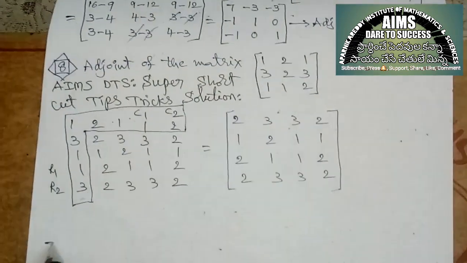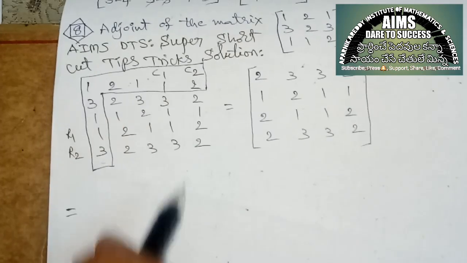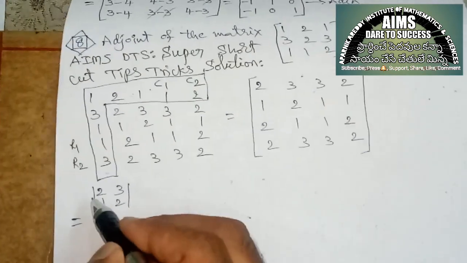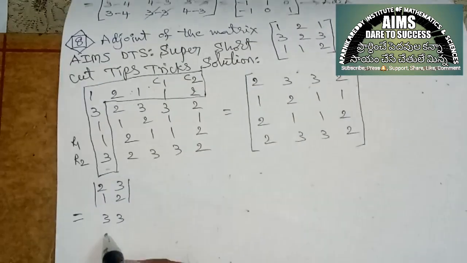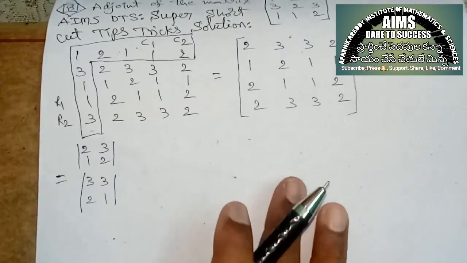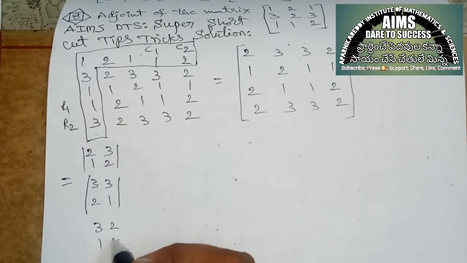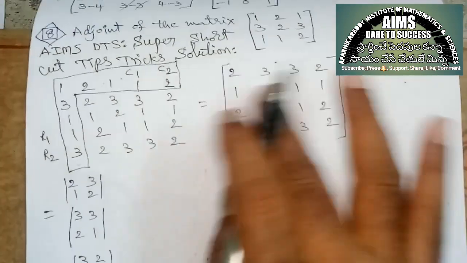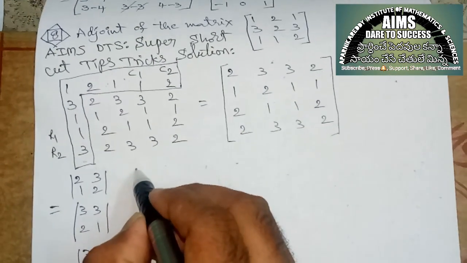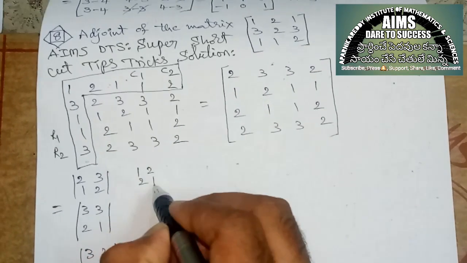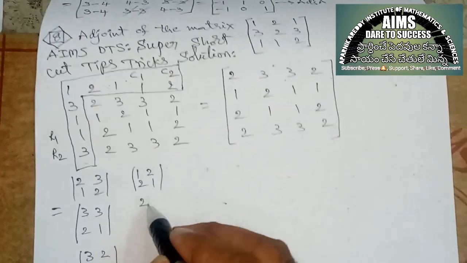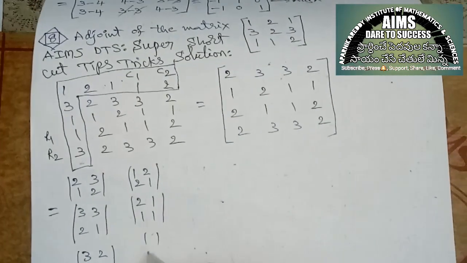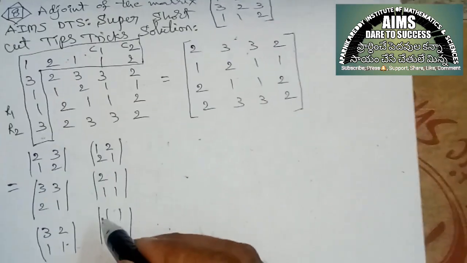After that, use row 1, row 2 and write column-wise: 2, 3, 1, 2. Next 3, 3, 2, 1. And next 3, 2, 1, 1. Column 1 values completed. Next, use row 2, row 3. Write in column 2: 1, 2, 2, 1 and 2, 1, 1, 1 and 1, 1, 1, 2. Column 2 is also done.